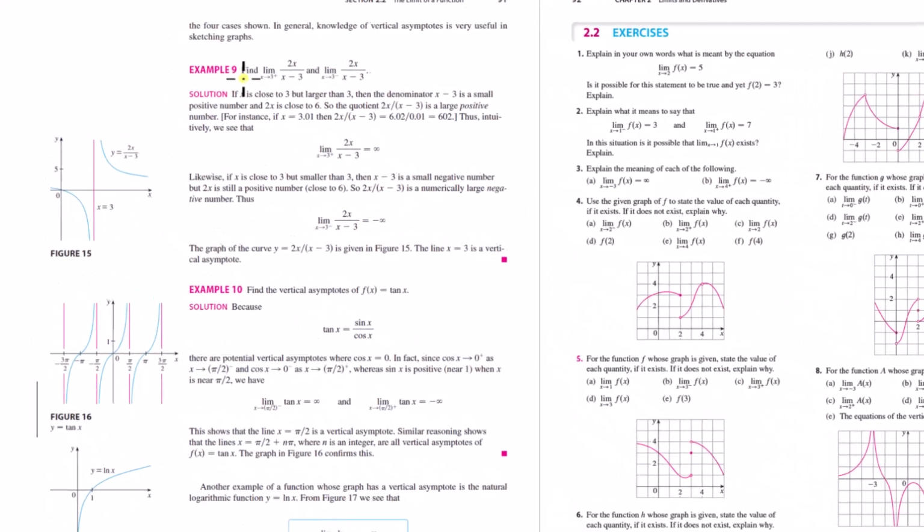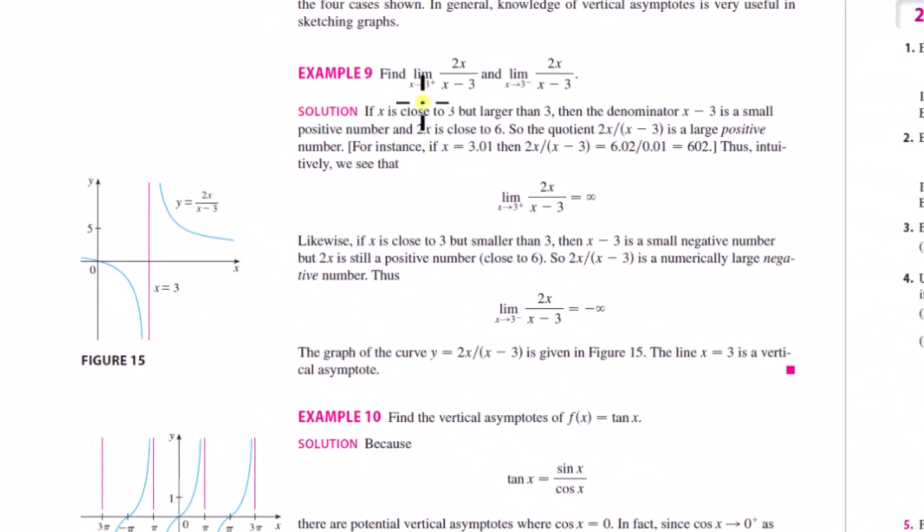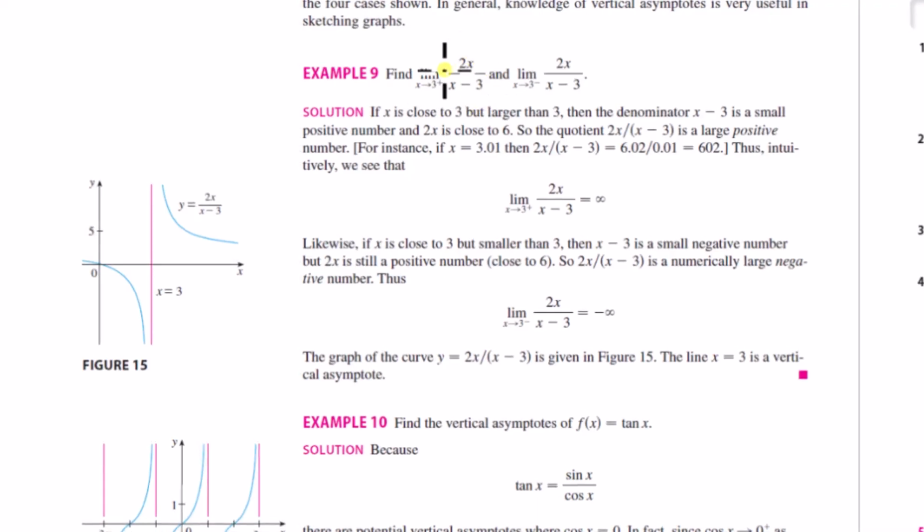So, okay. Find the limit as x approaches 3 from the right of the function 2x over x minus 3, as well as the limit as x approaches 3 from the left of that same function. So, okay, how can we analyze this? Well, if x is close to 3 but larger than 3, then we know that x minus 3 is always going to be positive, right? And if x is close to 3 but always larger than 3, then 2 times x is always going to be positive, right?